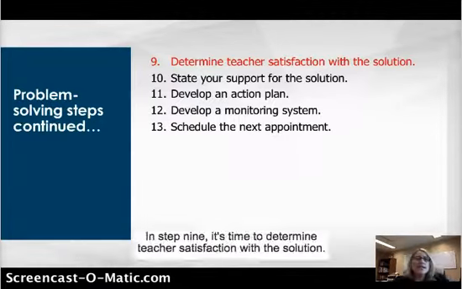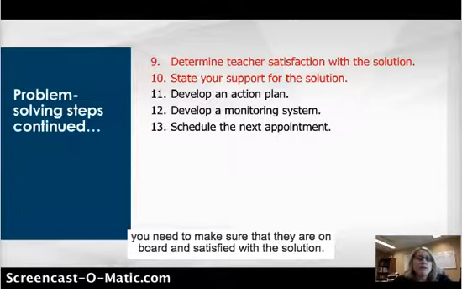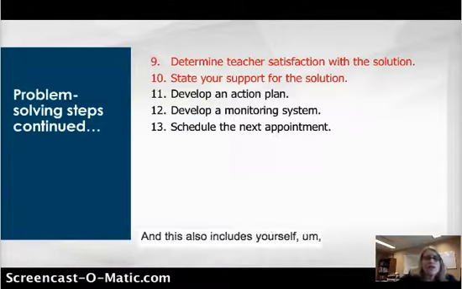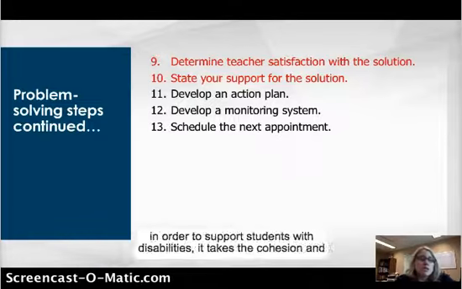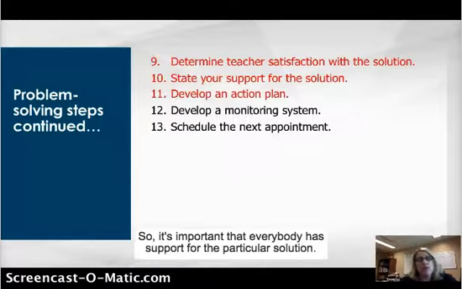In step 9, it's time to determine teacher satisfaction with the solution. So in other words, all the people that will be involved in this solution, you need to make sure that they are on board and satisfied with the solution. And this also includes yourself. In order to support students with disabilities, it takes the cohesion and cooperation among a lot of educational personnel. So it's important that everybody has support for the particular solution.